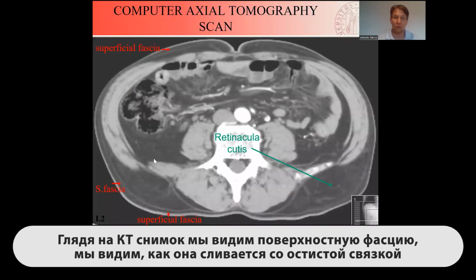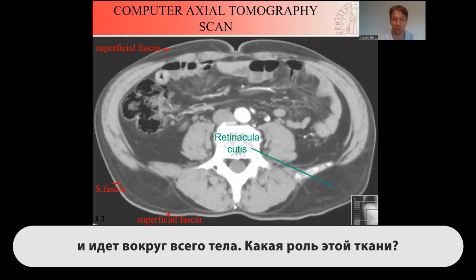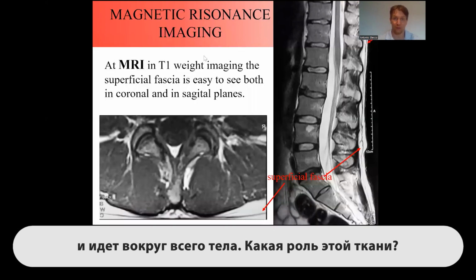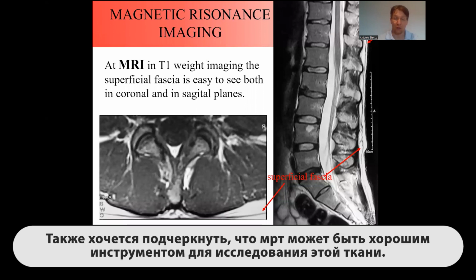Looking into a CT scan, you can see our superficial fascia. So this is what we have just seen. As you can see, it merges on the supraspinal ligament, but don't forget the superficial fascia goes all around. You can clearly see that the superficial fascia is an element that is present all over the body. And we have to figure out what is the role, what is the importance of this tissue. And we also want to underline that MRI can be a good tool to study this tissue.